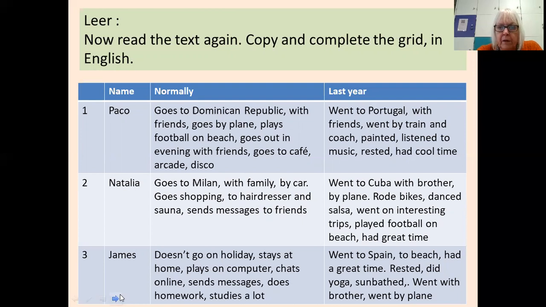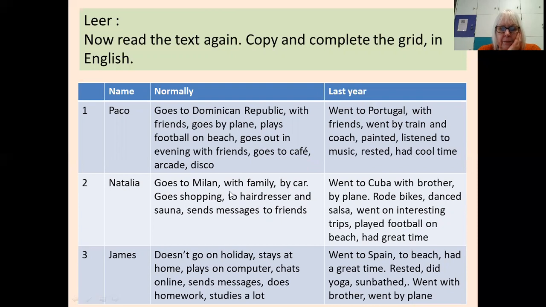So Paco normally goes to Dominican Republic with friends by plane, plays football on the beach, goes out in the evening with friends, goes to a cafe, the arcade. Arcade was Salon Recreativo. You saw that quite a few weeks ago, actually, when you talked about going out and to the disco. Last year, he went to Portugal with friends, went by train and coach. He painted, listened to music, rested, had a cool time.